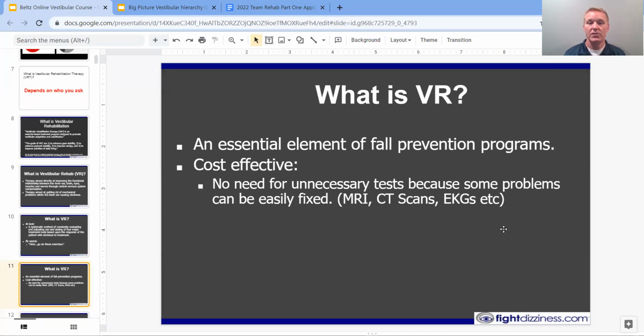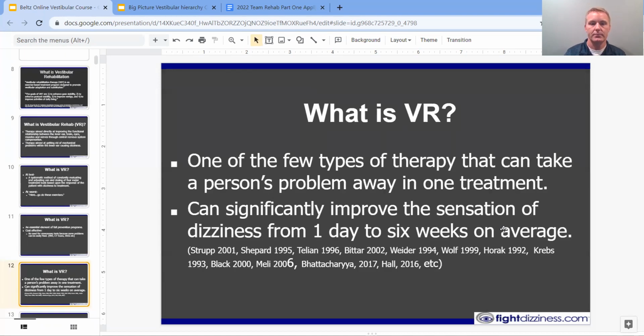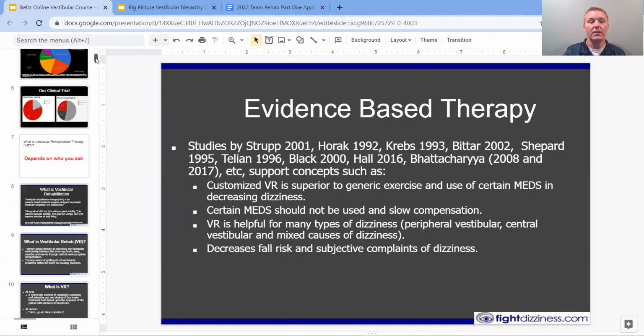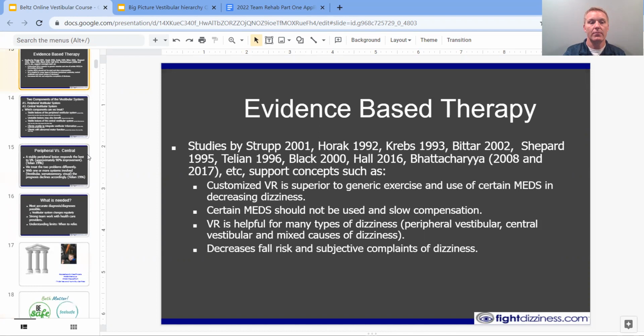Vestibular rehab is an essential element of fall prevention programs, and it is cost effective. It is one of the few types of therapy that can take a person's problem away in one visit, and it can significantly improve the sensation of dizziness from 1 day to 6 weeks. So it is evidence-based, and it is a very cool type of therapy.